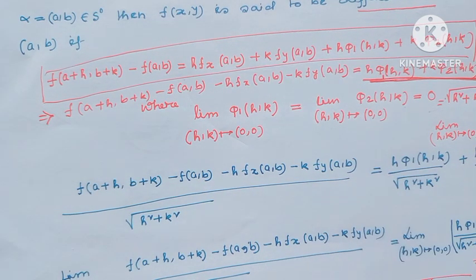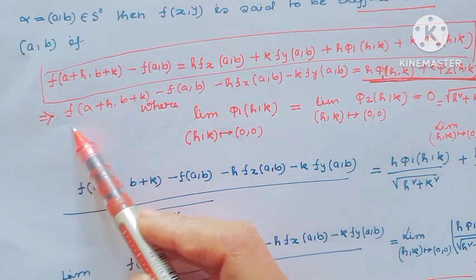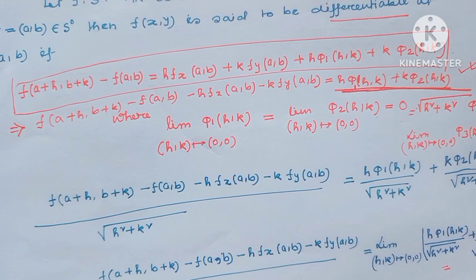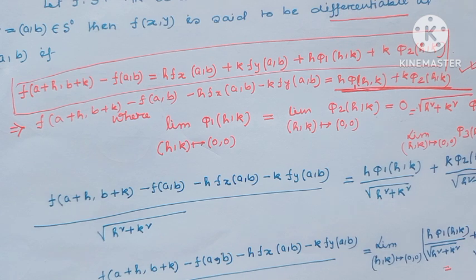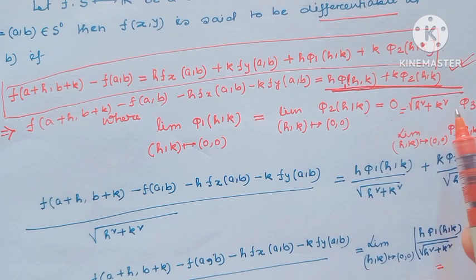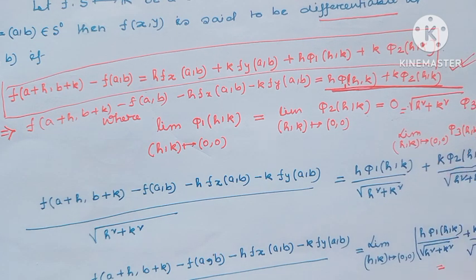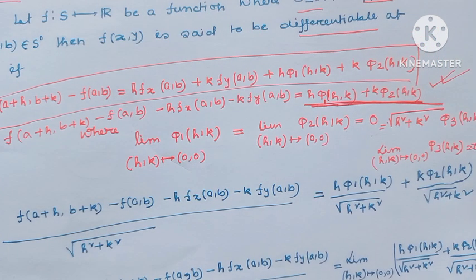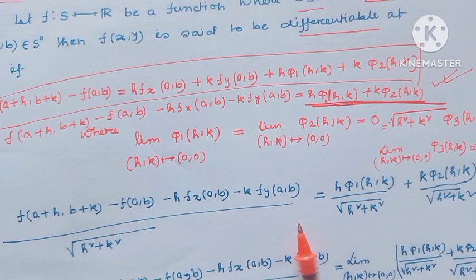If we write this expression as h phi 1 (h, k) plus k phi 2 (h, k), where phi 1 and phi 2 have limit equal to 0 as (h, k) tends to 0, this is one method. Another method is to write it as square root of h squared plus k squared times phi 3 (h, k), where the limit as (h, k) tends to 0 of phi 3 (h, k) equals 0. This is another method of differentiability.